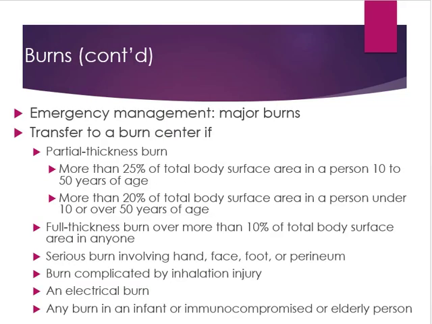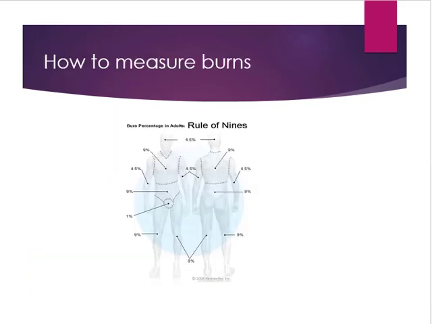So major burns are managed in the emergency setting. They need to be transferred to a burn unit, as we talked about on the previous slide. Also, any burn in an infant, an immunocompromised individual, or an elderly patient needs to be assessed at a burn center. We measure burns by the rule of nines, and so if you look at this is the burn percentage on adults. Children are different, but depending on where your patient's burns are, depends on what percentage of their body might have sustained burns.